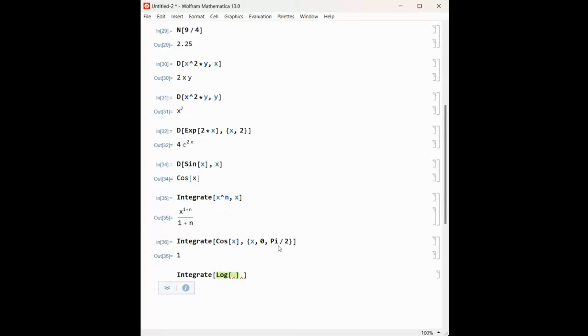Okay. So let's see one. For example, this is log. Okay, log x. So suppose we integrate x from 0 to 1. What's the integral of log?